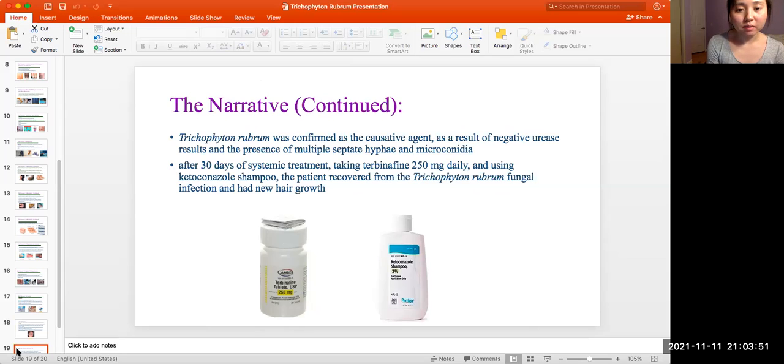Under 30 days of systemic treatment, taking terbinafine 250 milligrams daily, and using ketoconazole shampoo, the patient recovered from the Trichophyton rubrum fungal infection and had new hair growth.